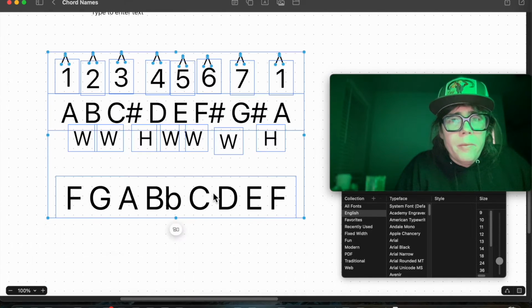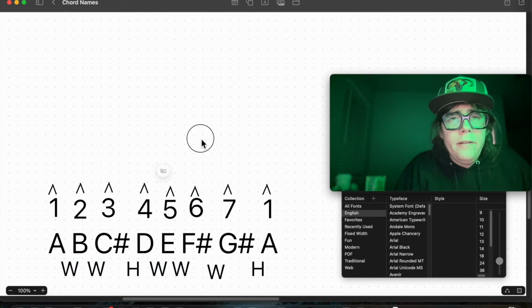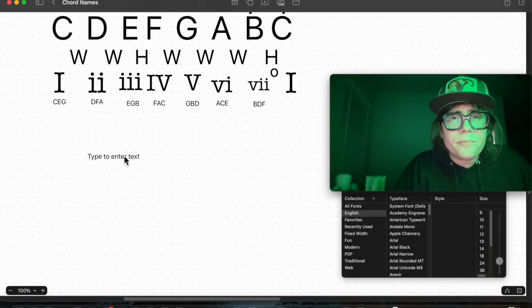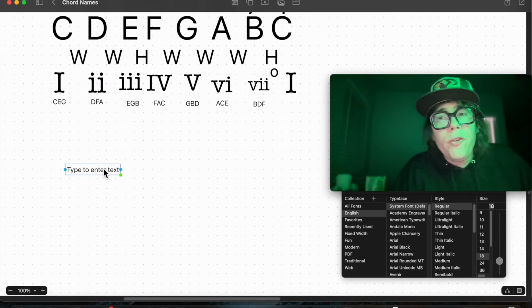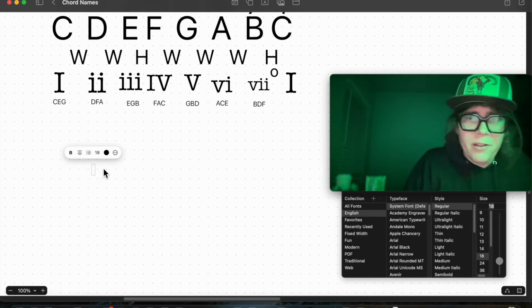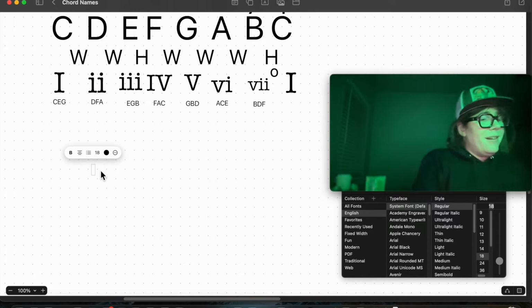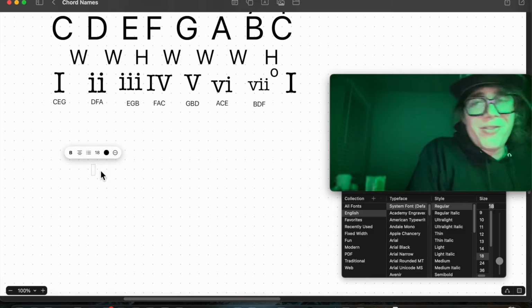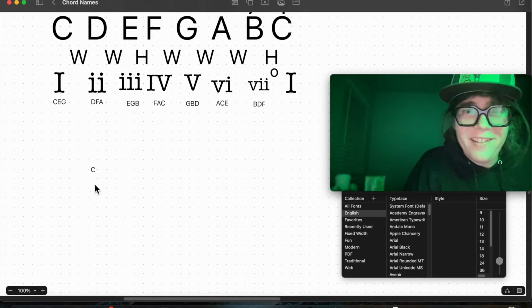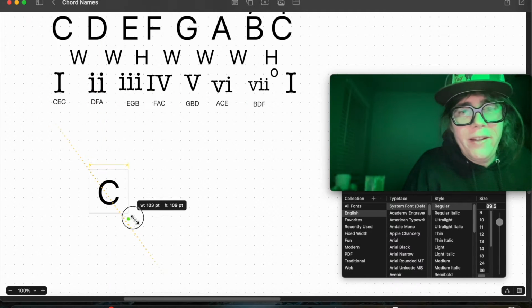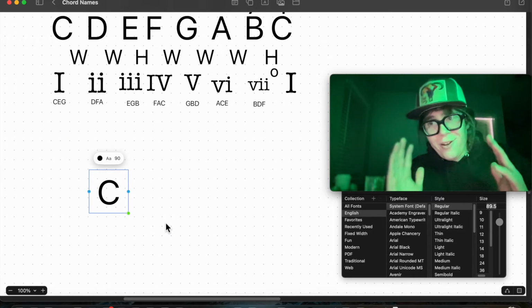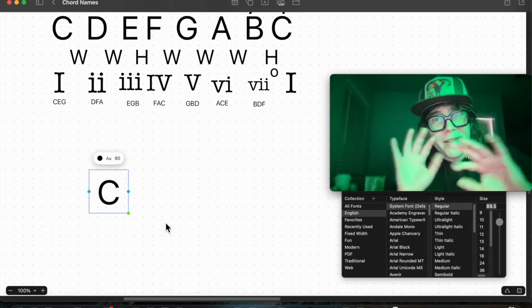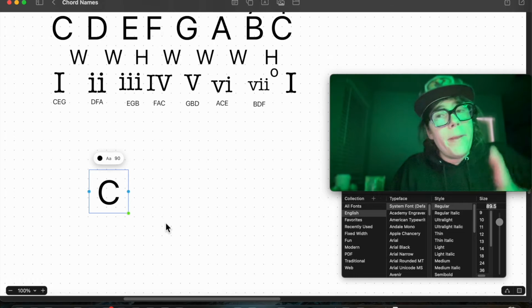Let me move this out of the way again. Okay. So, what do these chord symbols look like? Well, here's one that just says C. Okay, now danger. That's the siren. Did you hear? That was the siren.